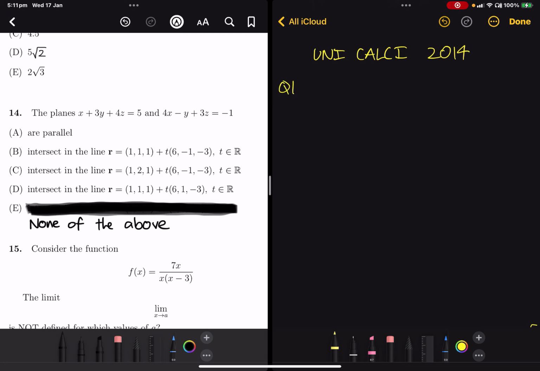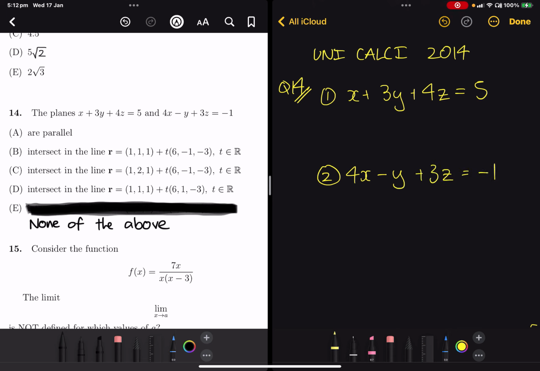So this is question 14. We're told the planes, so plane 1 is x plus 3y plus 4z equals 5, and the second plane is 4x minus y plus 3z is equal to minus 1. So these two planes, we have to work out if they're parallel, or if they intersect at one of the three listed lines, or if they actually don't intersect at any of those lines, but they intersect at some other line. So the easiest way to do this is we're just going to find the line of intersection.